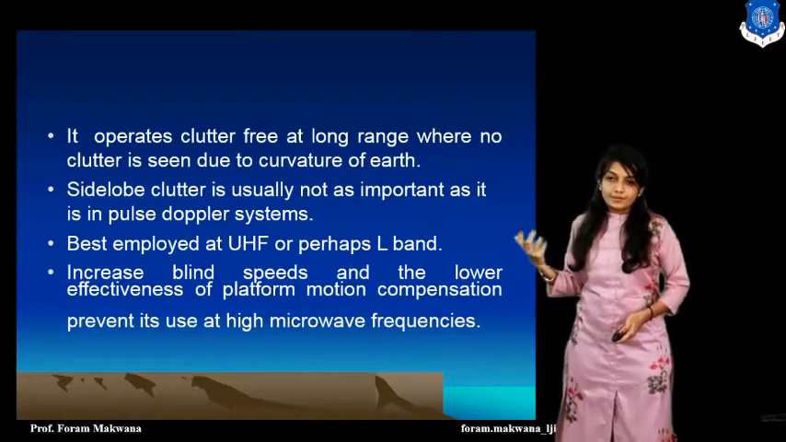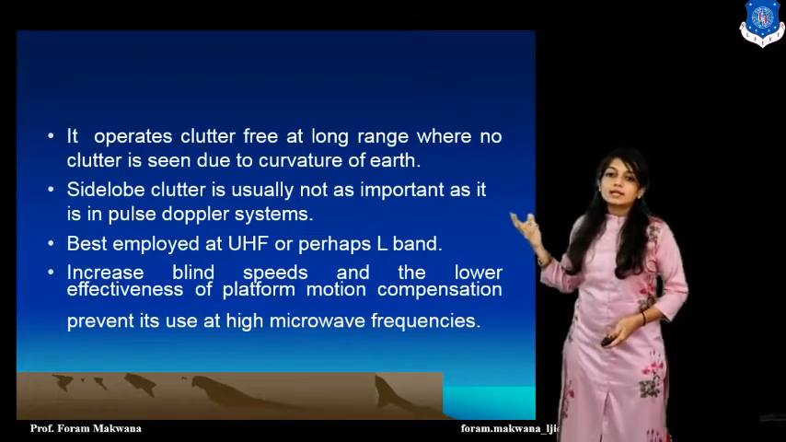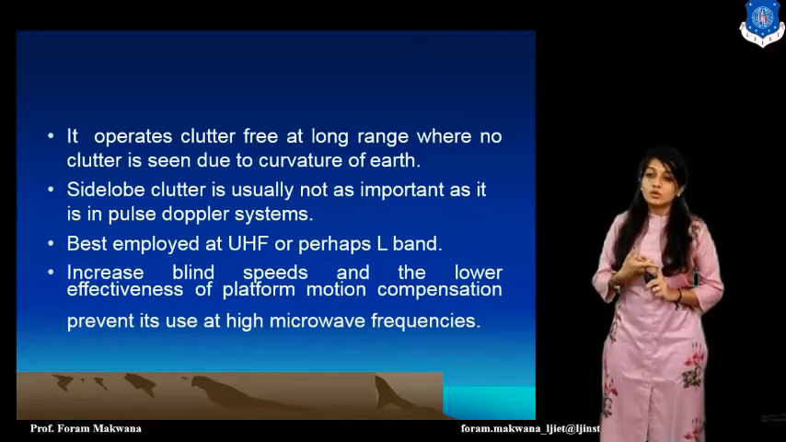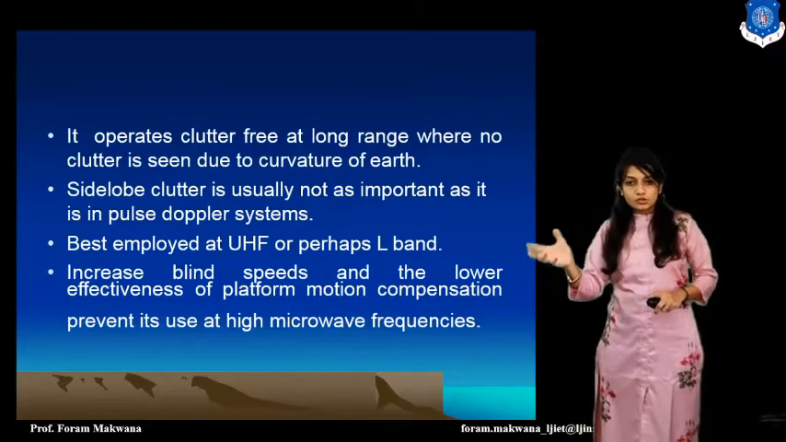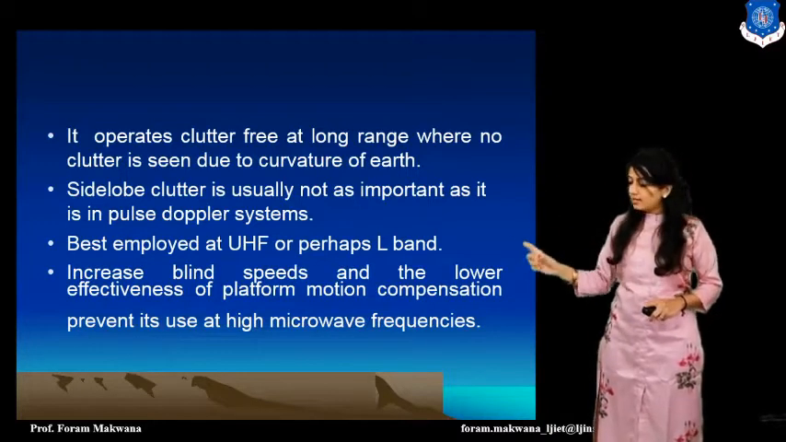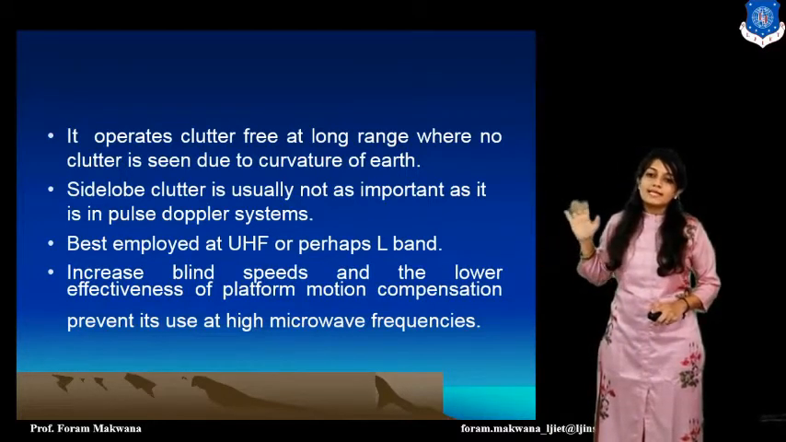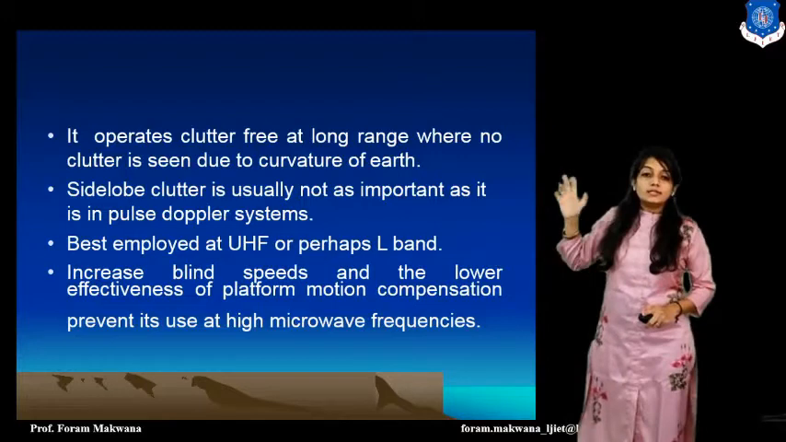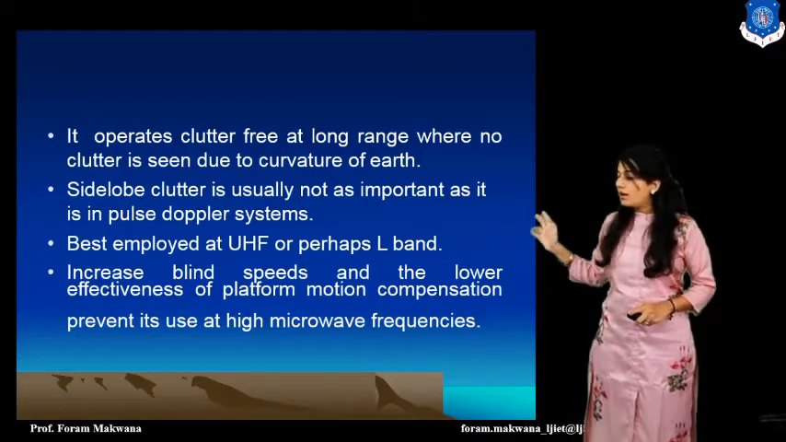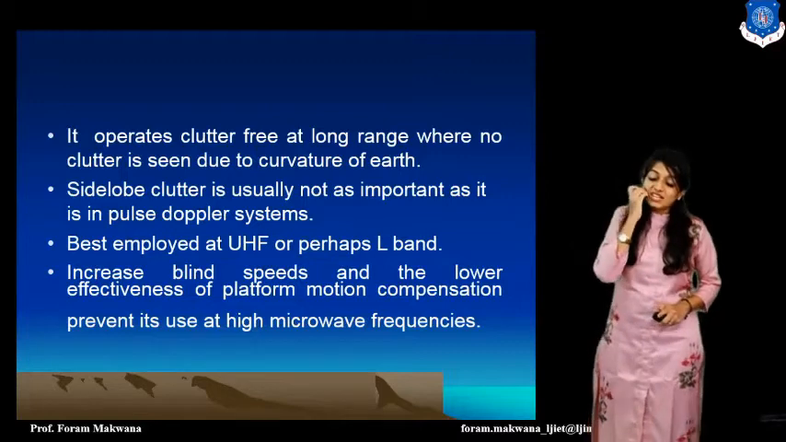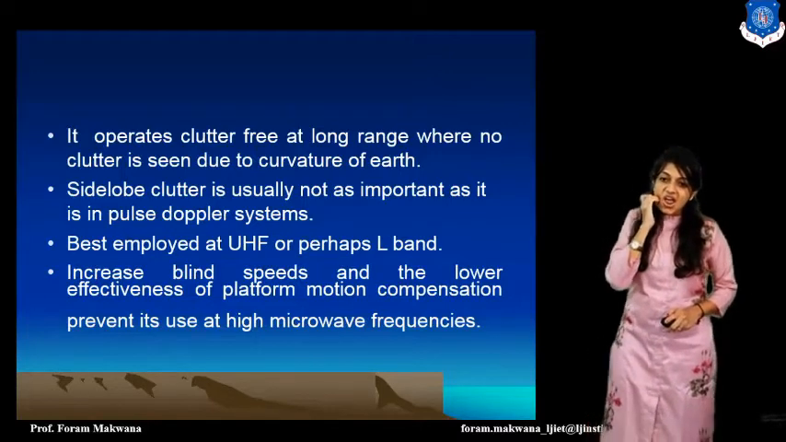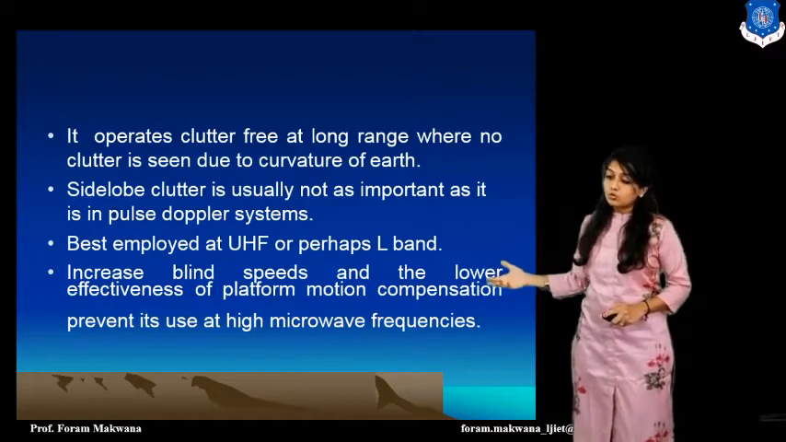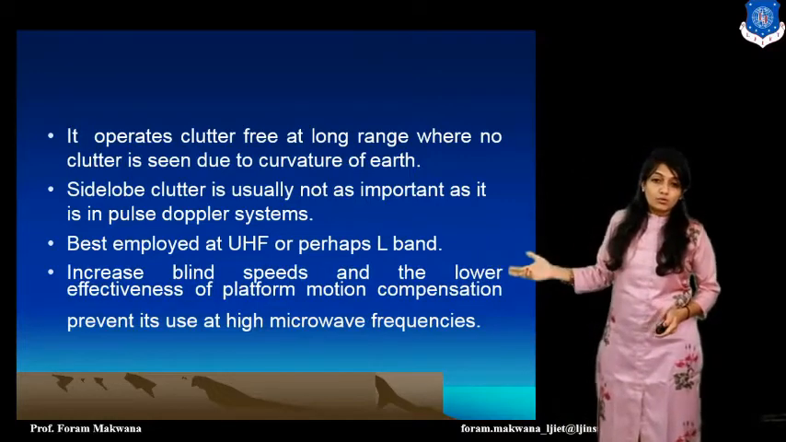So what is the function of it? It operates clutter free for the longer range, in which there is no clutter due to the curvature of the earth. Second, sidelobe clutter is not as important as it is in the pulse Doppler radar. And it can be employed at ultra high frequency. So the increase in blind speed and the lower effectiveness of platform motion compensation can also be prevented at microwave frequency.